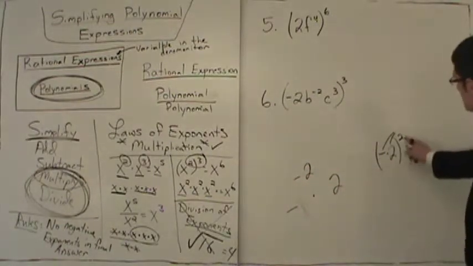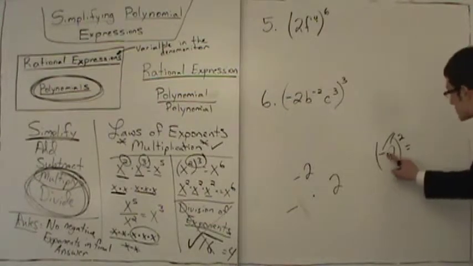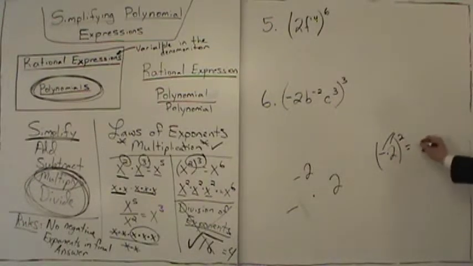Since there's multiplication here, the exponent distributes over both. So we're squaring the negative and the 2. We end up with negative 1 times 2 times negative 1 times 2, or we read this as negative 2 times negative 2, which is what? Negative 1 times negative 1 is 1, 2 times 2 is 4, so we get positive 4.